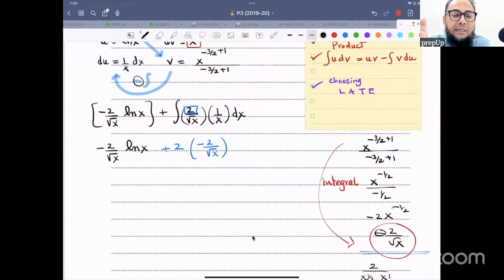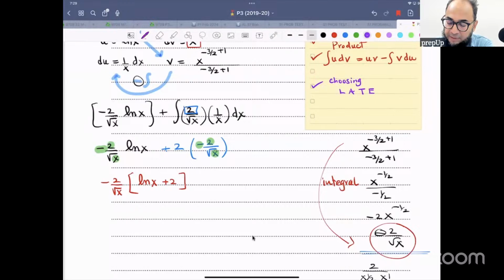I think it should be that we should take common. So what should we take in common? Let me get a highlighter ready. That is 2 root x and this negative sign. So this should be taken common out. So this is -2 over root x. And what are we left with? We are left with ln x plus 2.